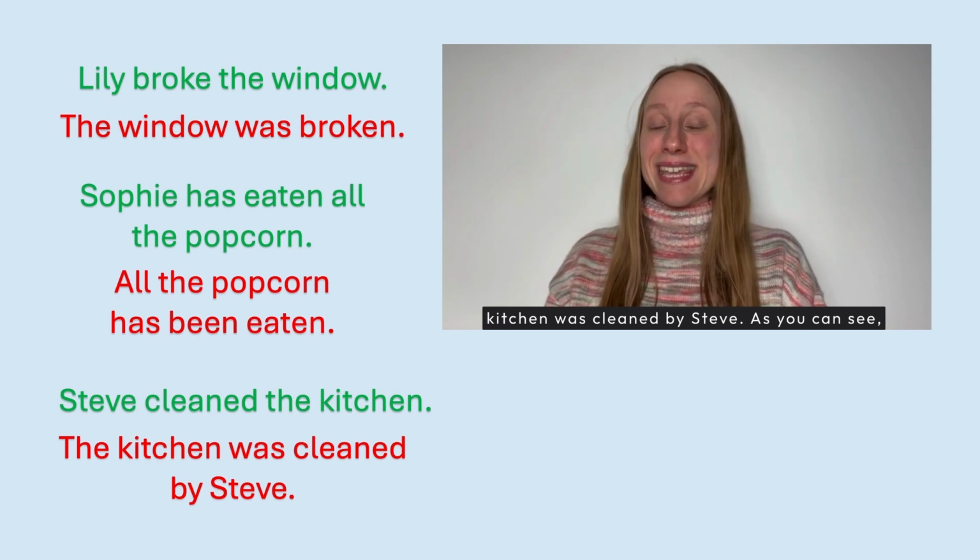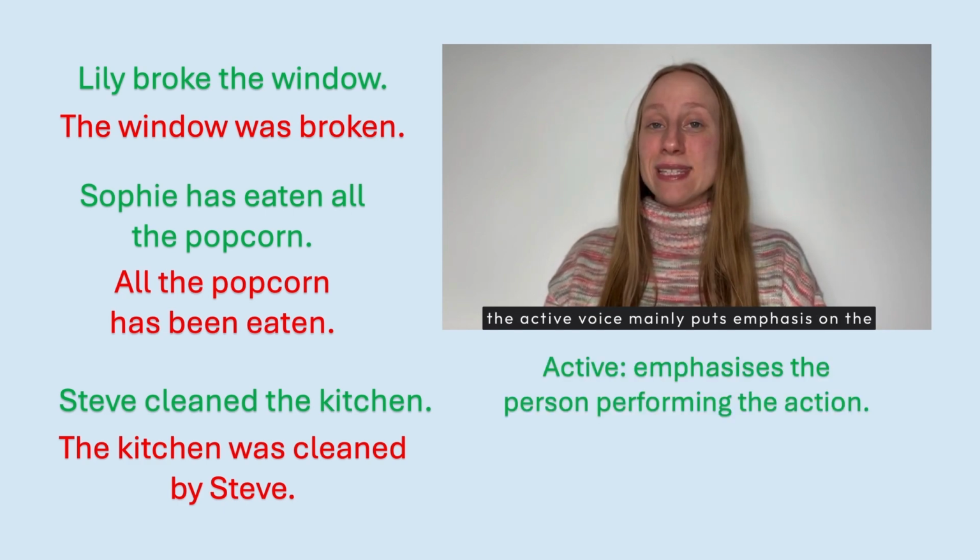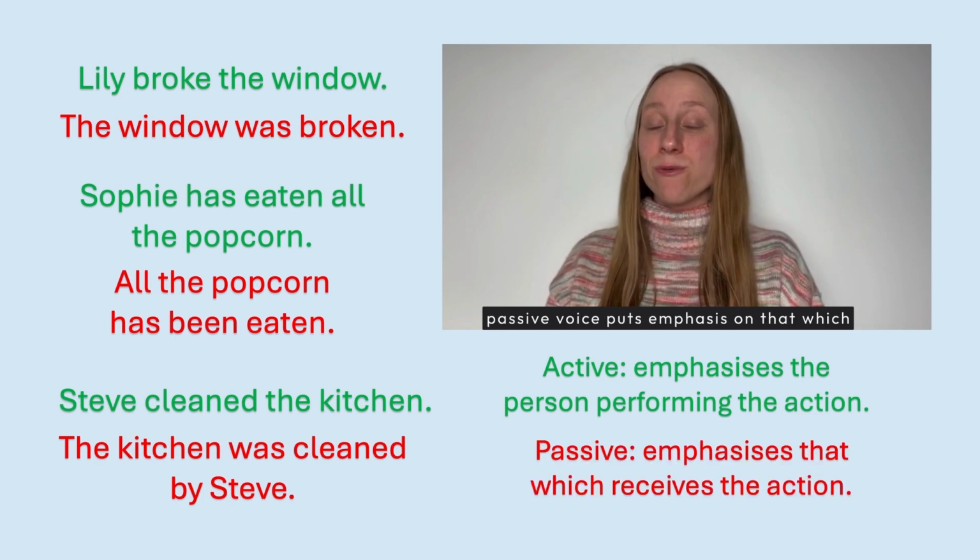As you can see, the active voice mainly puts emphasis on the person performing the action, whereas the passive voice puts emphasis on that which receives the action. Shifting the focus of the sentence is the main use of the passive.